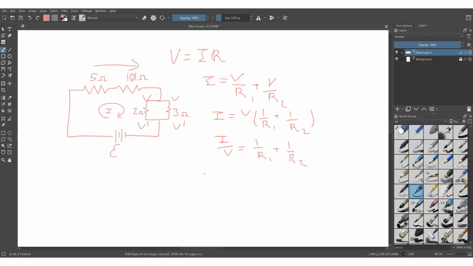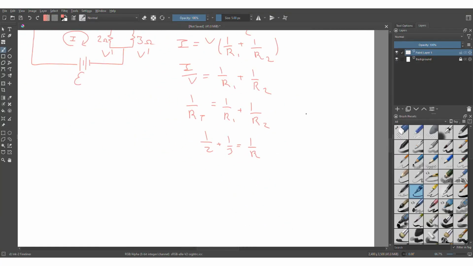But we know that for the whole circuit, this also applies. Which means that we can go back and say I over V equals 1 over R for the whole thing if we rearrange this. So we can replace this with 1 over RT equals 1 over R1 plus 1 over R2. Means that 1 over 2 plus 1 over 3 equals 1 over R.